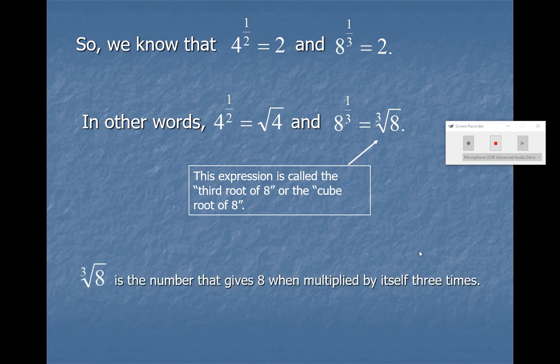The cube root of 8 is the number that gives 8 when multiplied by itself 3 times. I had someone argue with this one year and say, well, technically you're multiplying it by itself 2 times. I get that technicality. It means you've got 3 of these numbers in a row: 2, 2, 2. Multiplied together gives 8.